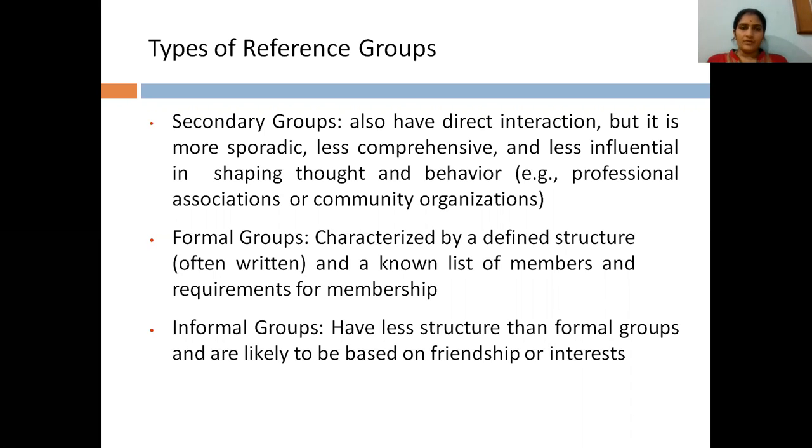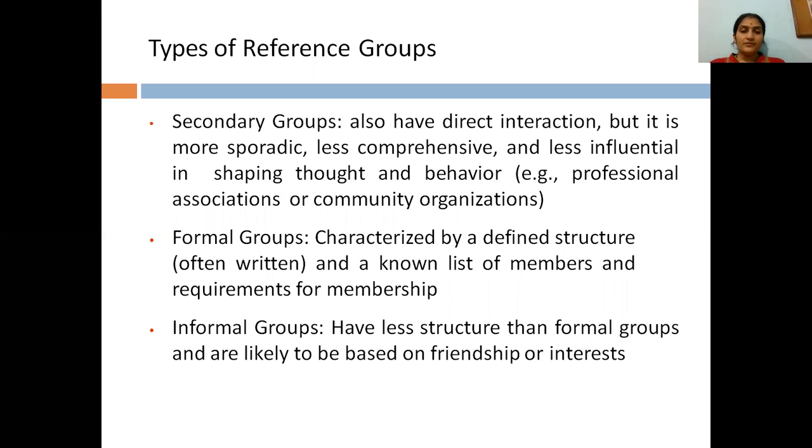The next is formal groups. Formal groups are characterized by a defined structure, often in written format, where standard rules, regulations, structure, or the way of performing duties are all in writing. Those are known as formal groups. There will be a list of members and requirements for membership, so whoever wants to become a member of this group has to follow certain strict, set guidelines.